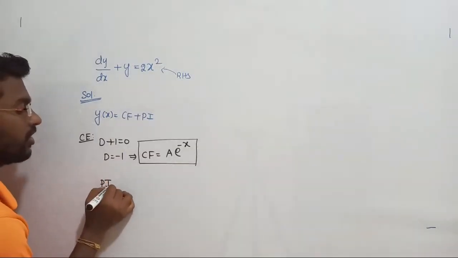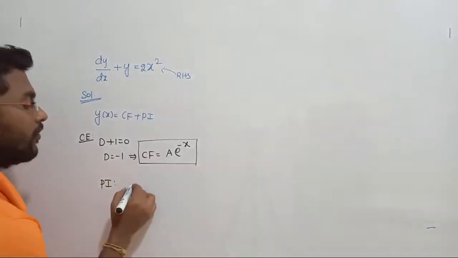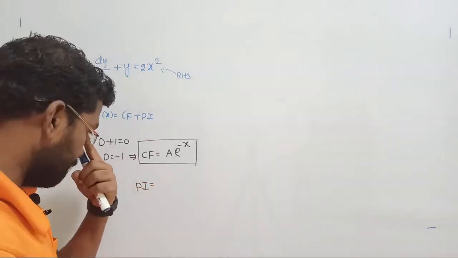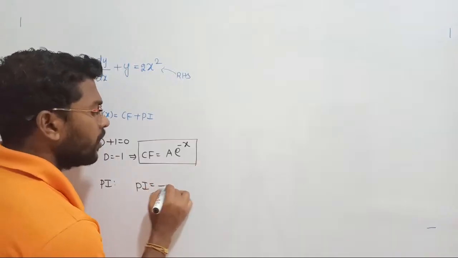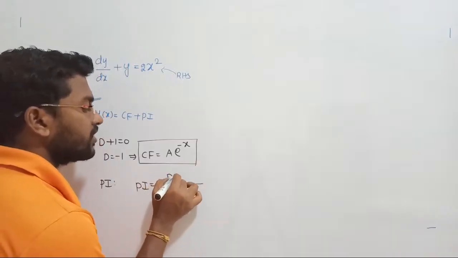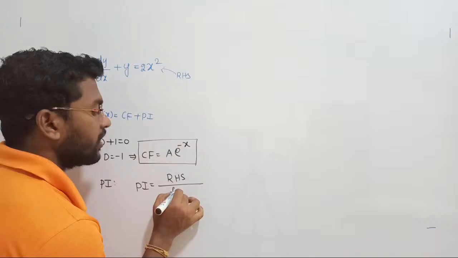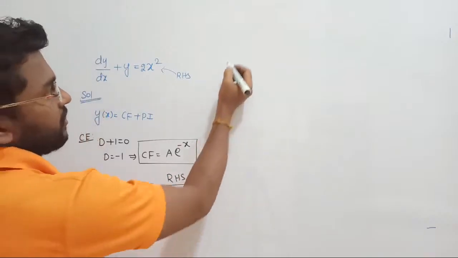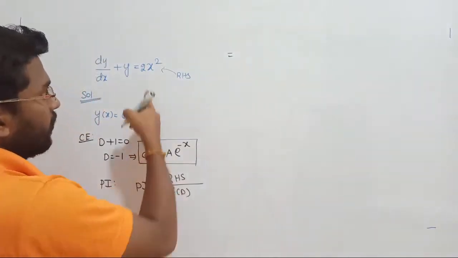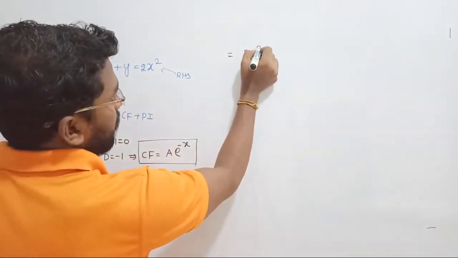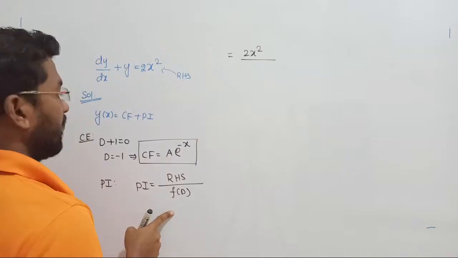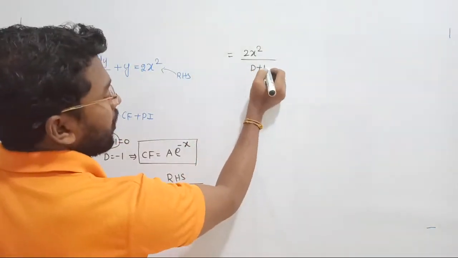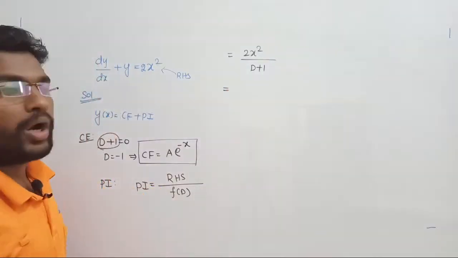If you want to know the value of particular integration, how will you write? In the numerator we have to consider the RHS. In the denominator we have to consider the characteristic equation of the system, exactly, right? Now let's write the answer for this one. Numerator, what we have is 2 into x square. Denominator, the characteristic equation of the system, that is d plus 1. So let me write it here. I hope you all remember what I had told you.